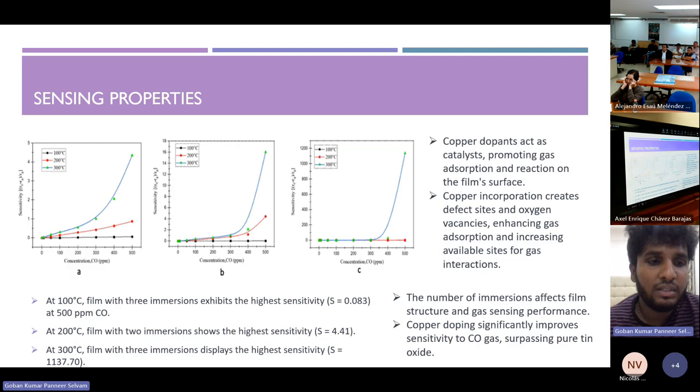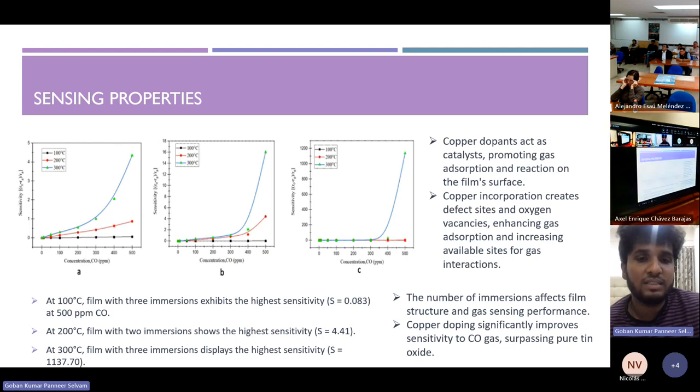These are my sensing properties. It clearly shows the one immersion, two immersion and three immersion, while the three immersion shows a high sensitivity when exposed to carbon monoxide gas concentration. It is due to the number of molecules present above the sensor material. It causes more conduction, while the 1 and 2 immersion take a little time to respond. At 100 degrees Celsius operating temperature there is no sensing response, while 200 degrees Celsius has a little response, and 300 degrees Celsius operating temperature shows high sensitivity.